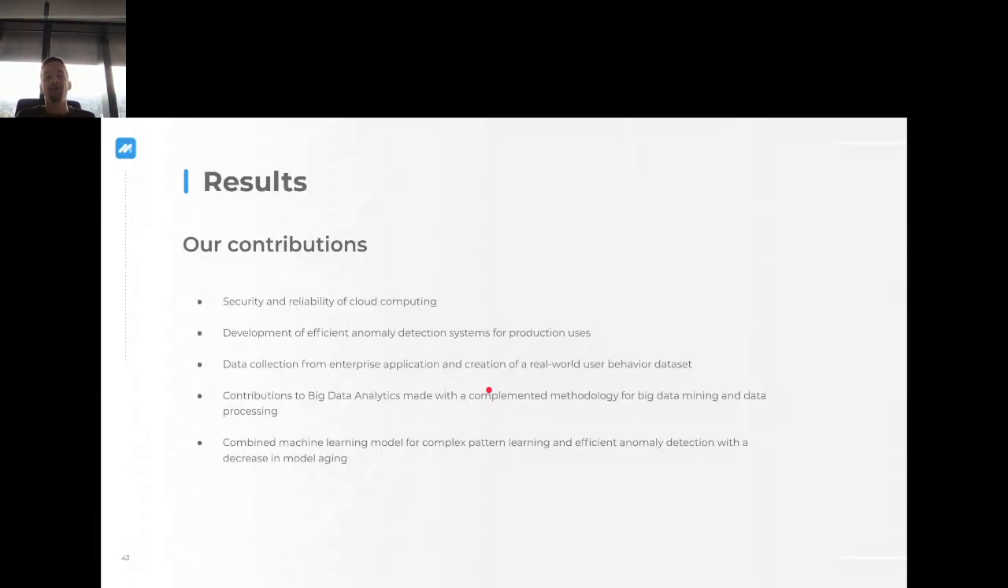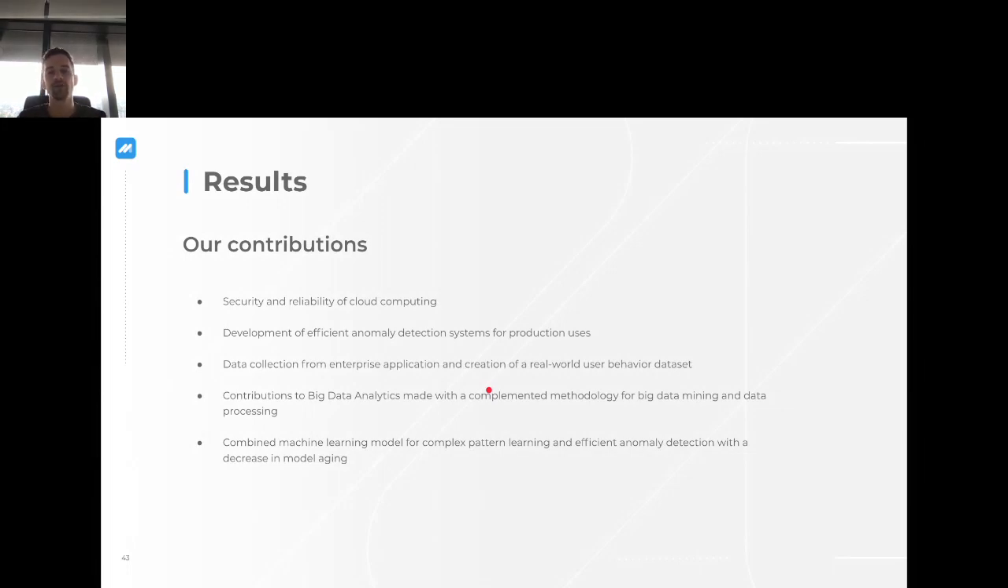So our contributions were first made to the security and reliability of cloud computing. We developed an efficient anomaly detection mechanism for production use. We contributed with data collection from an enterprise application and the creation of a real-world user behavior dataset. We made contributions to the big data analytics field with a complementary methodology for big data mining and data processing.